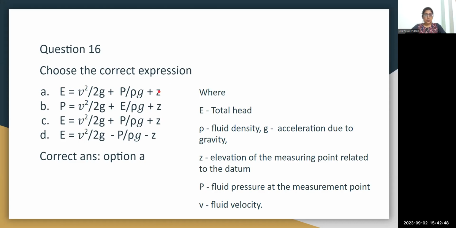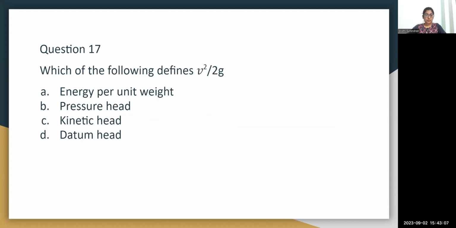Now all these terms are in terms of head, the unit of which will be in meters or centimeters, or units of dimensions of length. So this is how we represent pressure in terms of head. Now, which of the following is defining V square by 2g? Is it the energy per unit weight? Is it pressure head, kinetic head, or datum head?